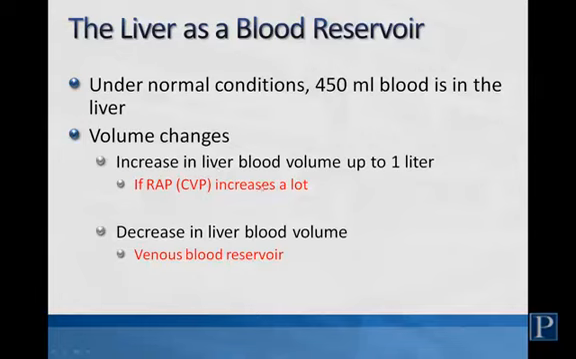The liver can serve as a specific venous blood reservoir, which would be important, say, if you're hemorrhaging. Since the liver has a good amount of blood, some of that blood can be diverted out into the arterial system to help with blood loss.